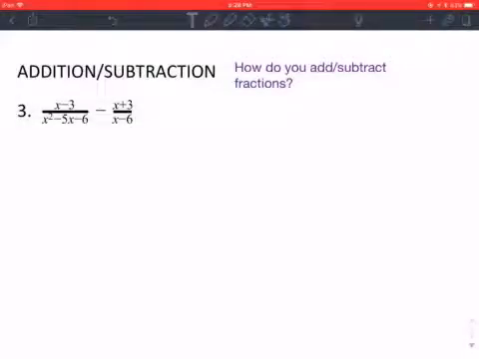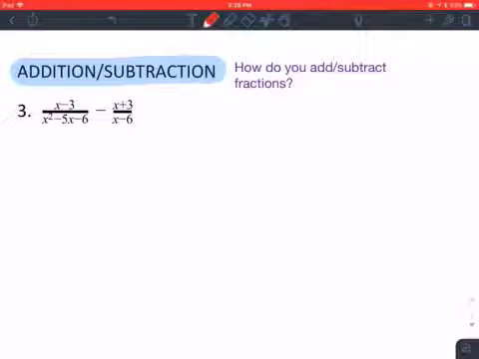For question 3, we're into addition and subtraction of fractions. So again, when you see one of these problems, I need you to automatically ask yourself, how do you add or subtract fractions in general? Because these same rules are going to apply whenever we're adding and subtracting rational expressions.